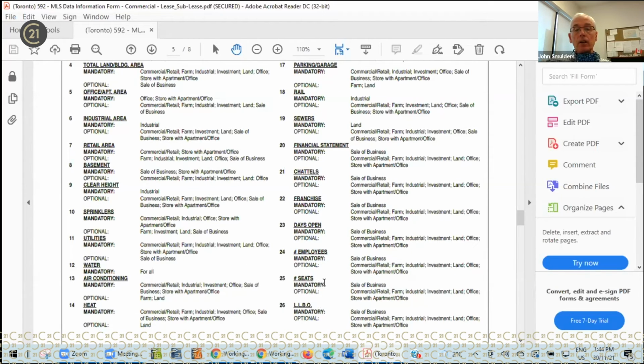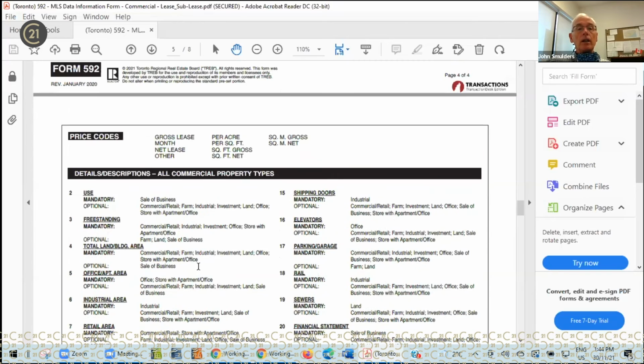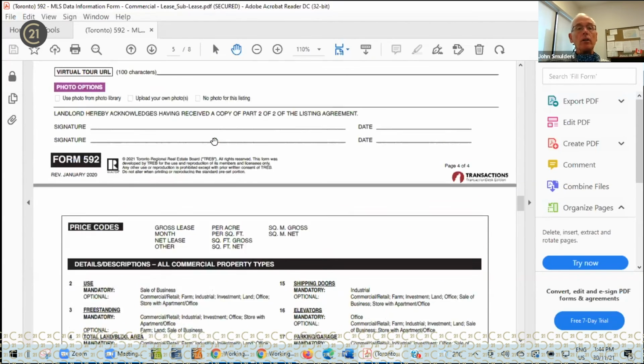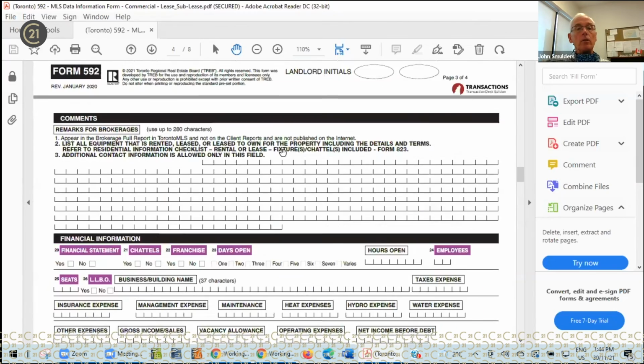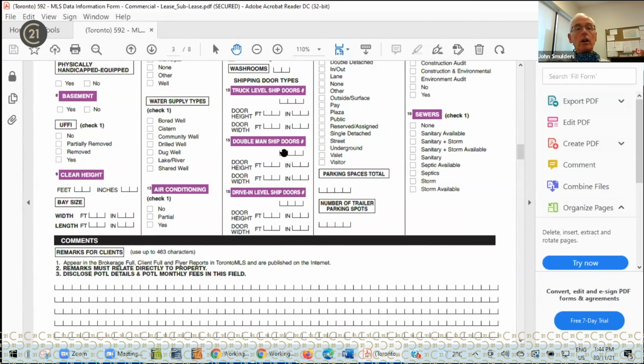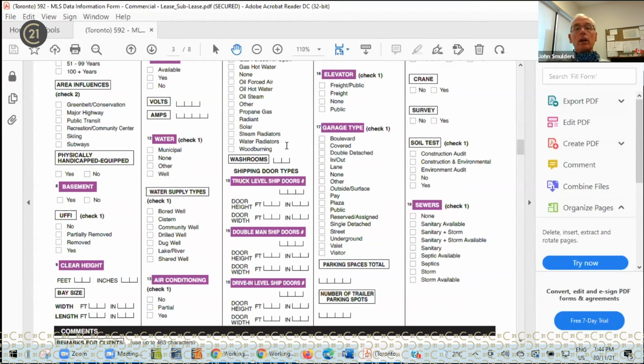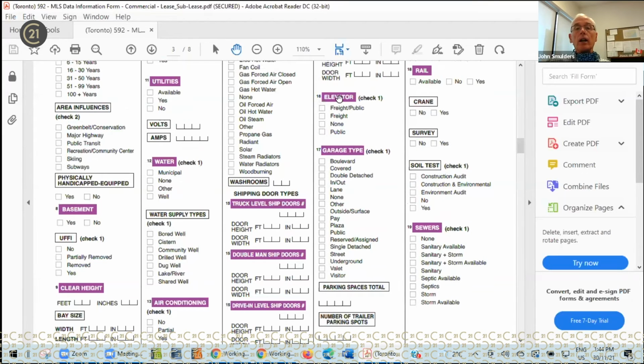Number of seats. If there's a liquor store, you have to put it down. If it's a sale of a business, this is for a lease, doesn't make sense. But you can get the idea. You've got price codes here for the lease. And, you know, you have to go through this carefully and see, as we talked about, the elevator.